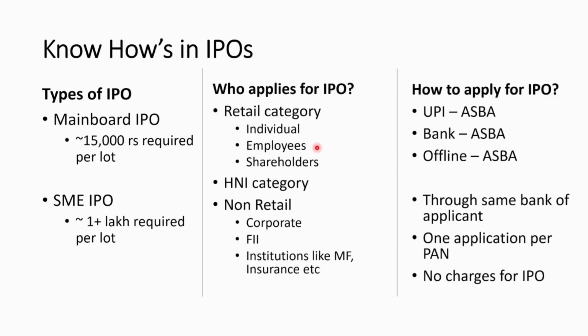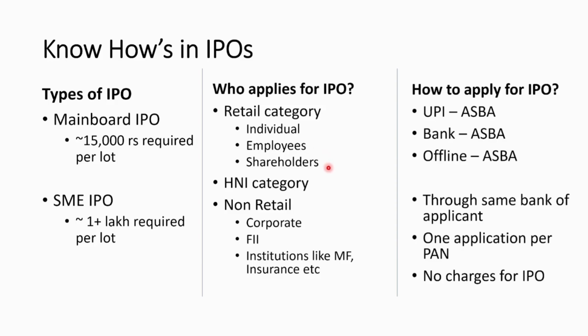And certain companies allow an employee category, where the existing employees of that particular company have an option to apply for the IPO. They have a separate allotment, so a separate value of shares is allotted to them. So they can apply under the employee category.